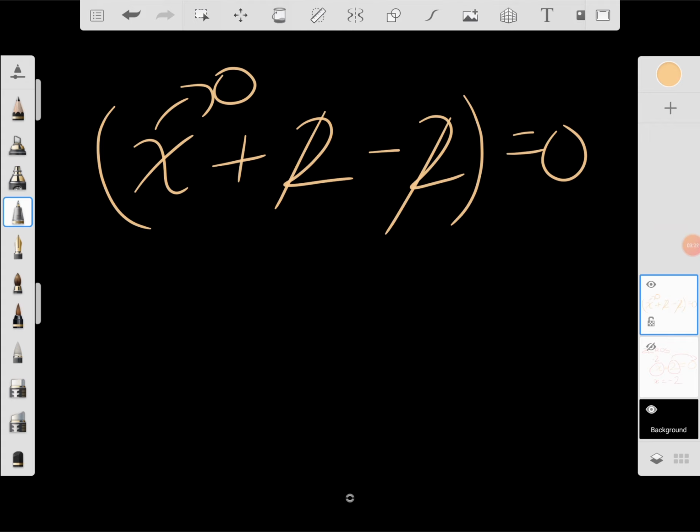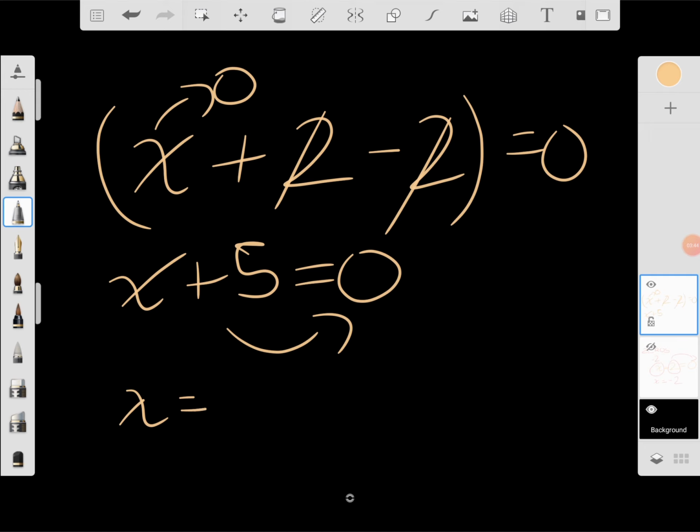But that is not always the case. Suppose the polynomial was x plus 5, and I'm asking you to find the zero, that means the whole thing should be 0. Then I just have to move this there, so x is equal to minus 5. If I put x is equal to minus 5, minus 5 plus 5 is equal to 0. So you get it. This is how you solve a question when they ask you to find the zeros of the polynomial.